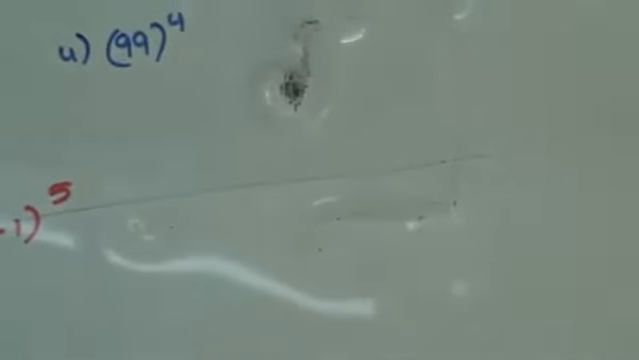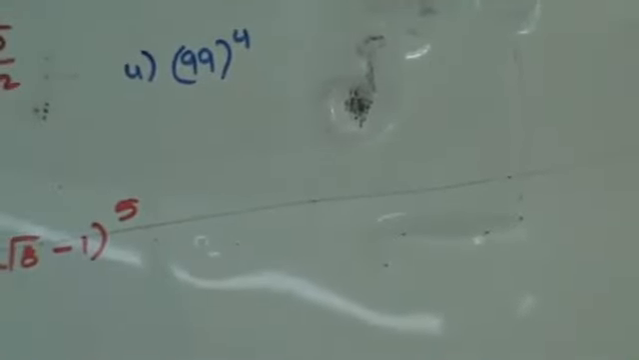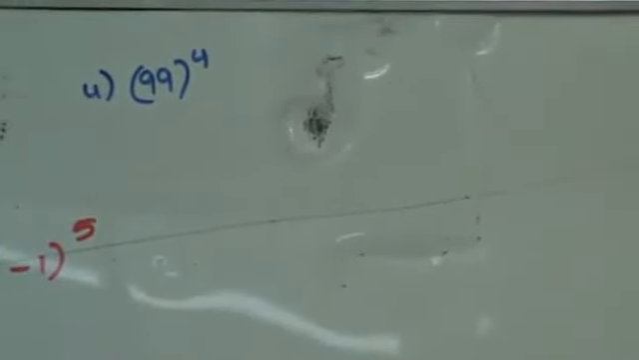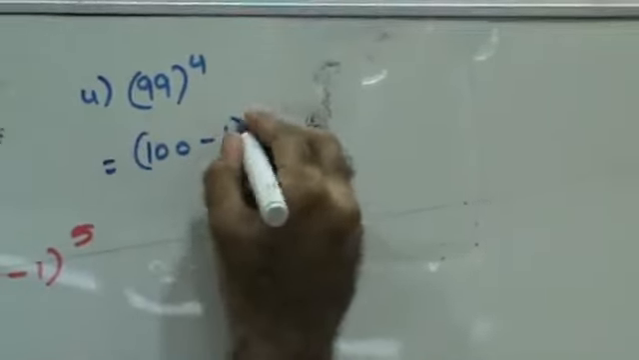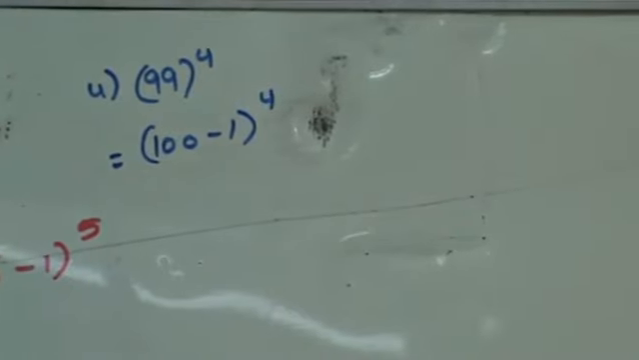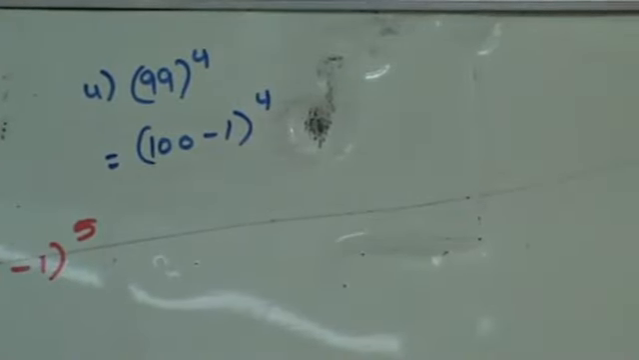Find 99 raised to 4. Now, 99 raised to 4 can be written as 100 minus 1 the whole raised to 4. The index is greater than 3. Therefore, you will expand by using binomial.